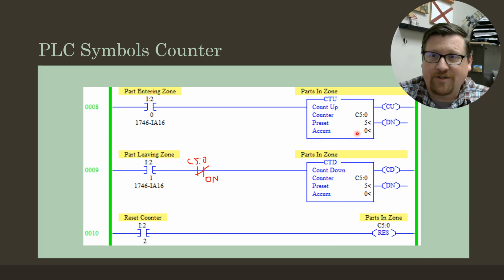But once it gets started, other than counting back down, you could count back down to 0 by activating this switch. If I wanted to take it all the way back to 0, I need a reset. And so I can set up a switch that's going to use that C5:0. This symbol here is the reset. That reset works on counters. It also works on that retentive timer.